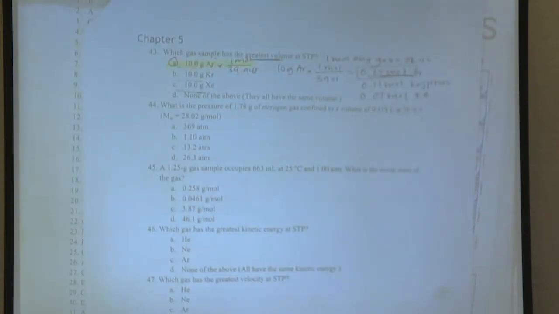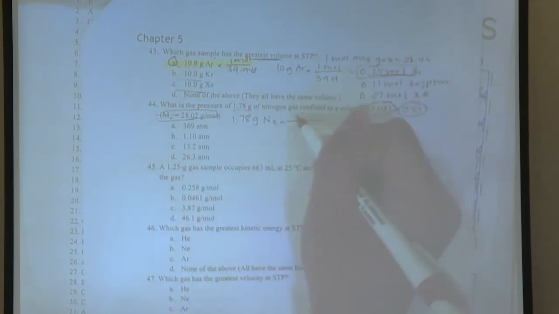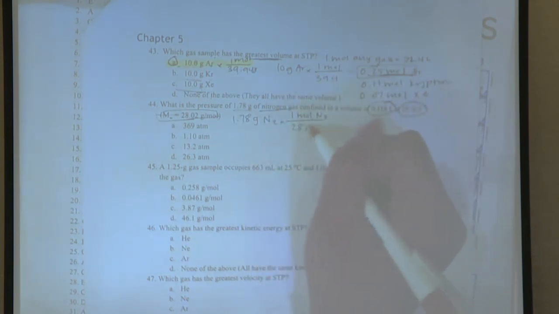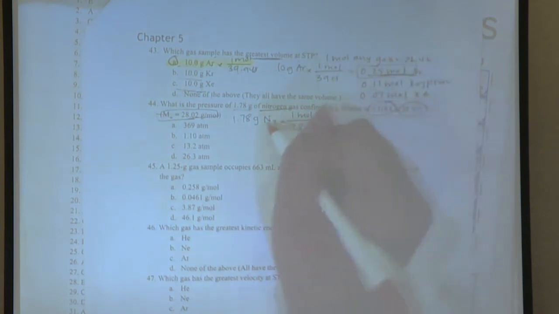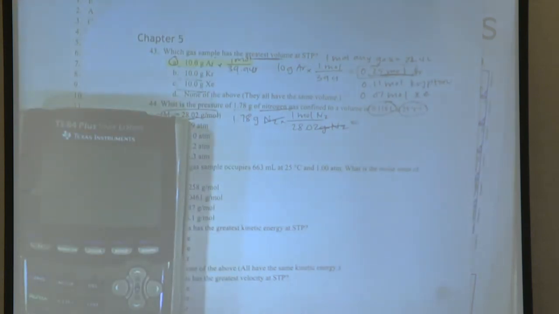What is the pressure of 1.78 grams of nitrogen gas confined to a given volume at that temperature? What we're going to do is I give you your molar mass, so you're going to turn grams into moles. Nitrogen gas is N2. It is not just N. That is another trap that usually gets people. So make sure you're using the correct molar mass. They should be giving it to you, but in case they don't. 1.78 divided by 28.02 is going to give me that many moles of nitrogen gas. So this is my n, right?